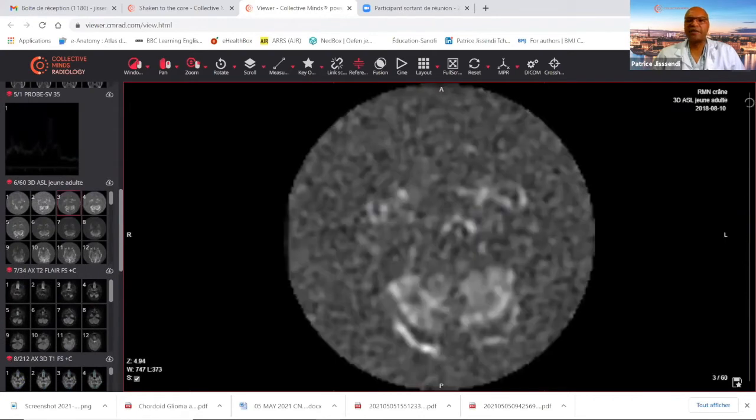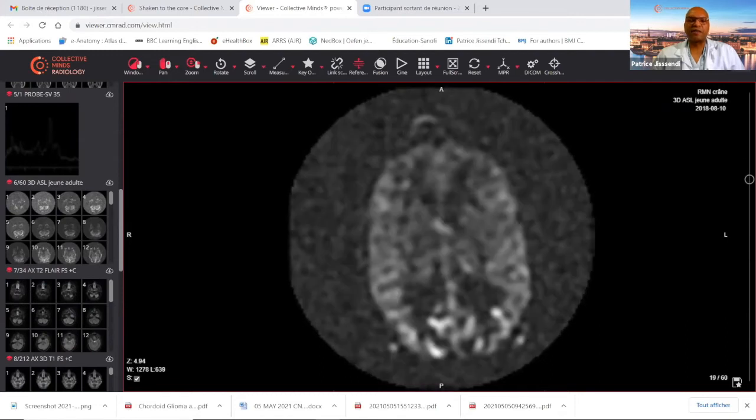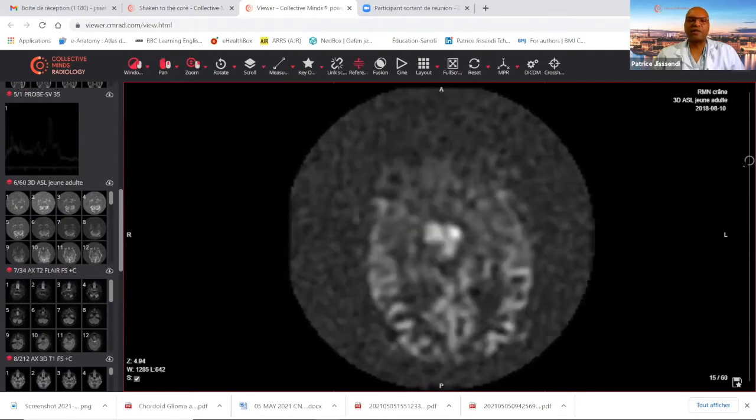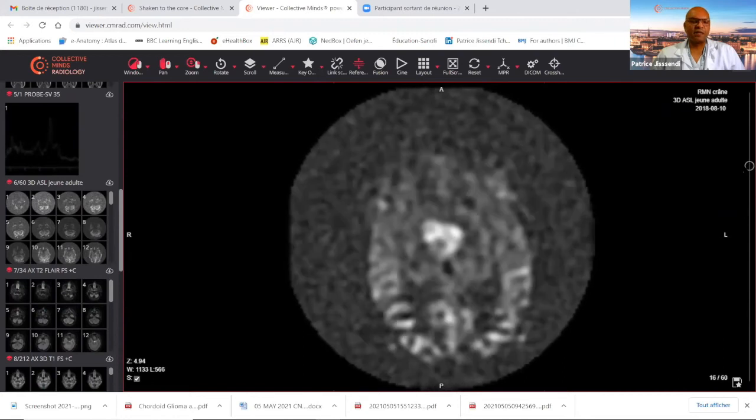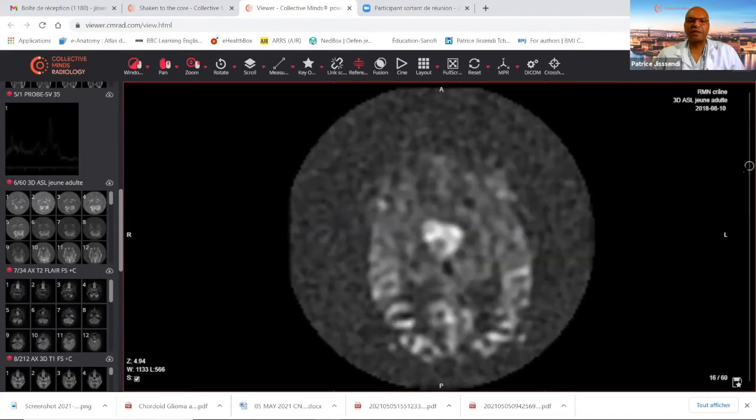ASL is used to get some tissue hemodynamics without a contrast media injection. It's based on the labeling of the red blood cells within the vessels. And then what we get here is the signal of the ASL. And if you remember the images I sent with the invitation, you see there the CBF map from the ASL fused with the T1 gadolinium. And you can see that the CBF is increased in some parts of the tumor.